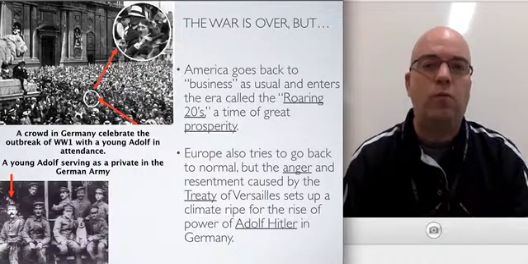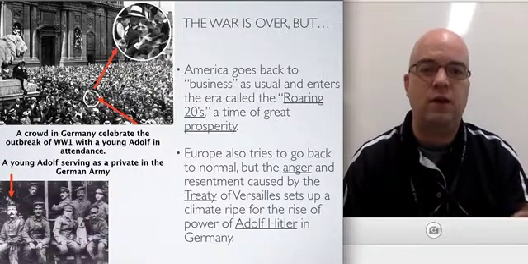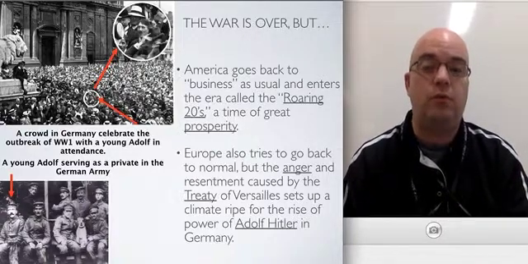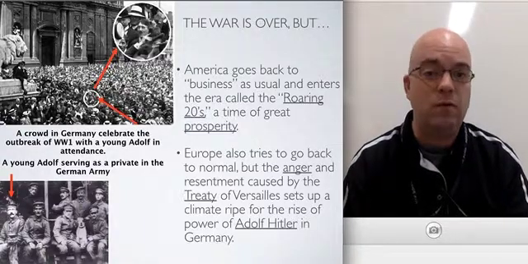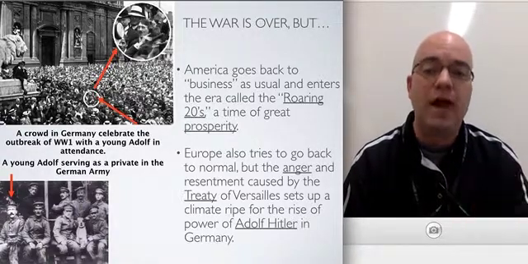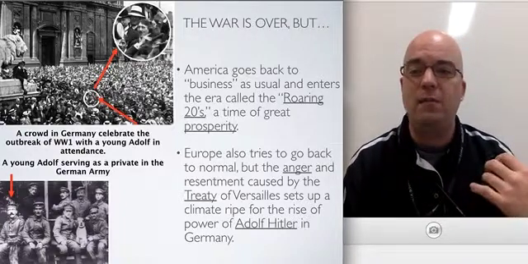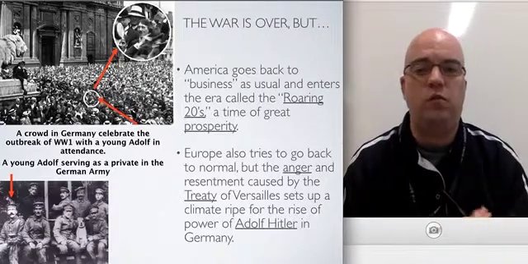So the war's over, but what happens next? Well, as we learned already, because we've kind of skipped around here a little bit, America goes into the Roaring '20s, which for us was a pretty prosperous time period, which is why we call it the Roaring '20s. The economy was doing very well. People had jobs. This is the era of jazz. This is the era of music and pop culture and consumerism. Things are going very, very well for us in our country in the 1920s.